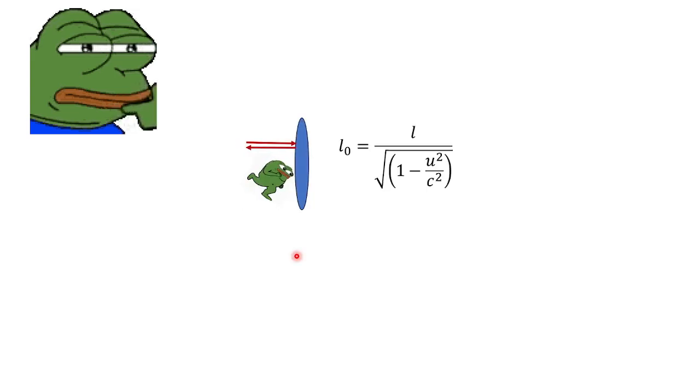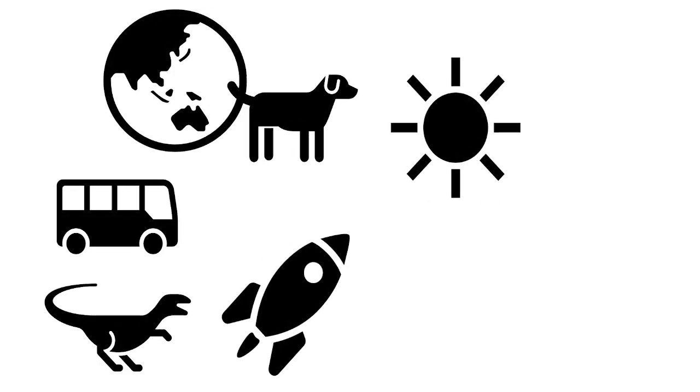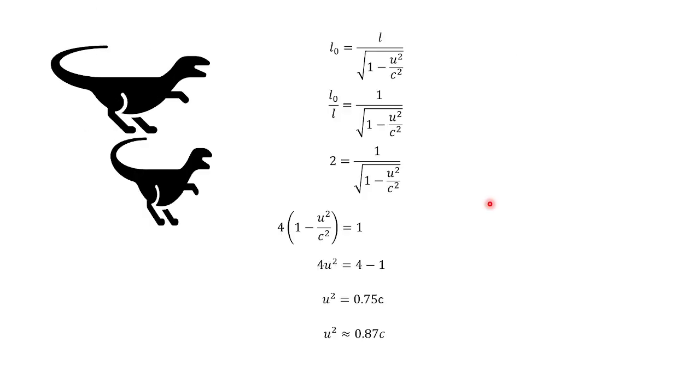We also have to revisit Pepe. So Pepe here, he wants to include himself. Pepe stationary versus Pepe running. That would mean that he is contracted by a factor of gamma. Now, we go back to our examples. Let's single out this Tyrannosaurus Rex. So approximately the Tyrannosaurus Rex was reduced to a length of half of its original size.